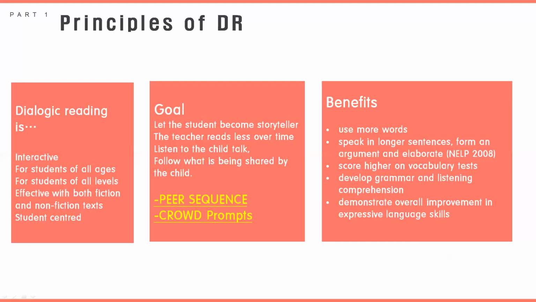The PEER sequence is a short conversation between the child and the teacher, and this approach to sharing a book is used after you have read a book through at least once, and it could be used while reading on almost every page of the book. And there are 5 types of prompts to use to begin the PEER sequence. That is CROWD prompts, CROWD, which will be covered in the next few slides.